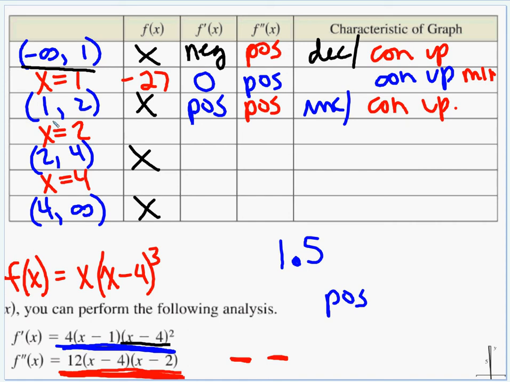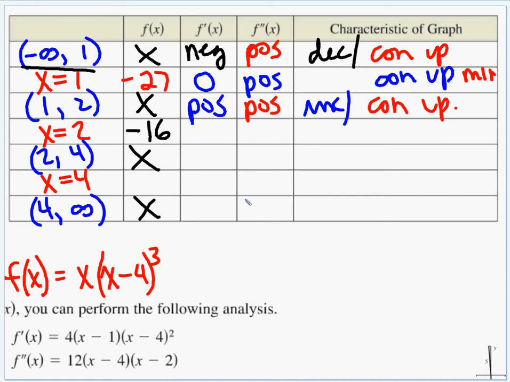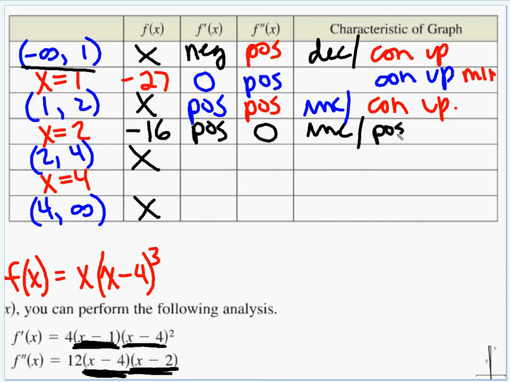All right, exactly 2. If we put 2 into the original function, we're going to get out of there a negative 16. And if we put 2 into the first derivative, 2 minus 1 is positive. The second term is always positive, so that's going to be positive and an increasing function. And let's put that 2 down here in the second derivative. 2 minus 4 is negative, but this 2 minus 2 is 0. So that's equal to 0, and that is a possible point of inflection. Possible POI. We'll figure out in a minute if it's really a point of inflection.